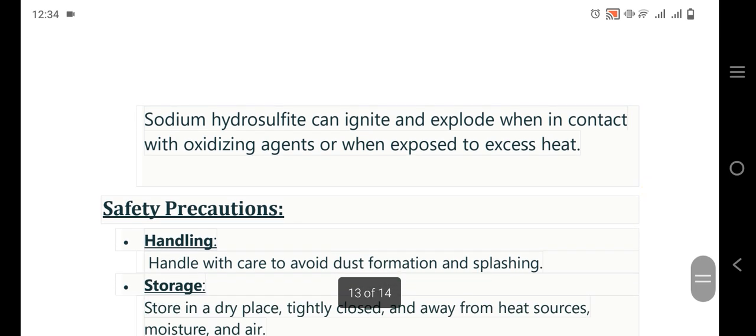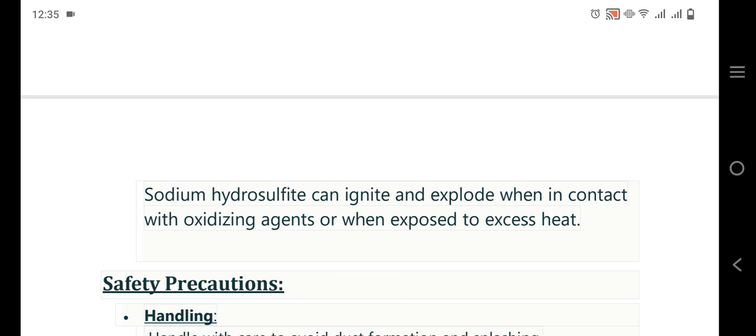The next one is fire and explosion risk. Sodium hydrosulfide can ignite and explode when in contact with oxidizing agents or when exposed to excess heat. In excess heat, there is flammability. While sodium hydrosulfide itself is not flammable, it can react with incompatible materials such as oxidizing agents, strong acids or metal salts to generate heat, flammable gases, or even ignite spontaneously under extreme conditions.